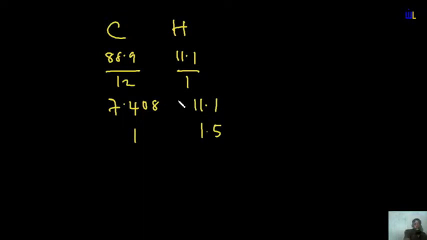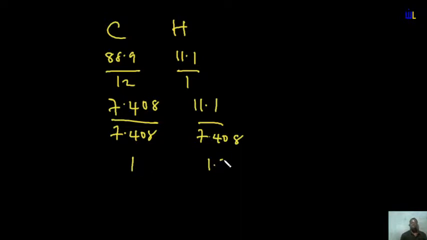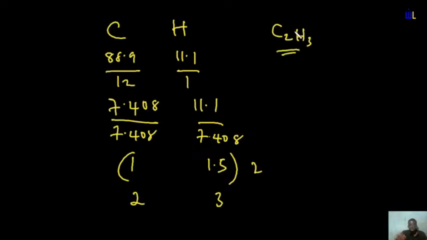Sorry, I'm just solving this for those of them that... so this is step 1, we have done step 2, this is step 3. After step 3, use the smallest value amongst them to divide, which is 7.408. You could have used 7.4, it's still the same thing. You get 1 here and 1.5. But remember, we said that once you have a 0.5 value, you multiply both of them by 2. This is going to be 2, and here will be 3. Hence, our empirical formula will be C2H3, as we said. Okay, so that's that basically.